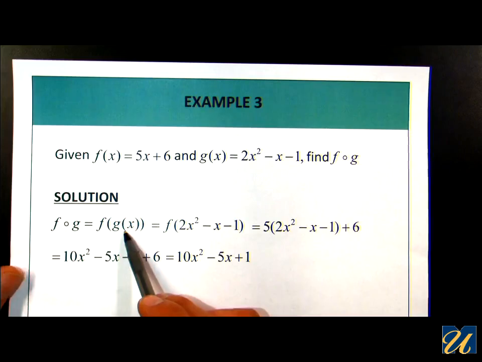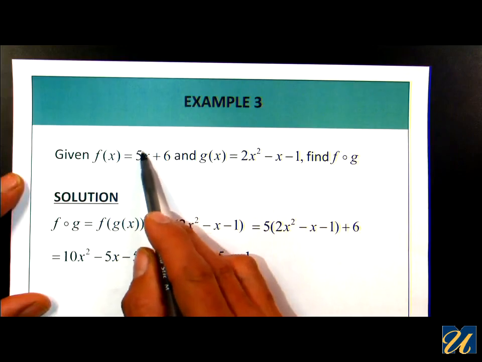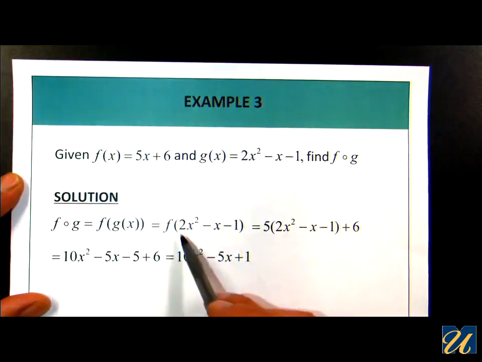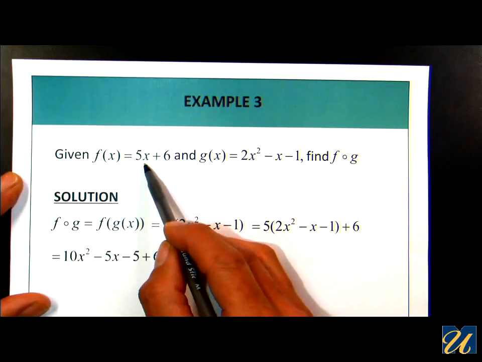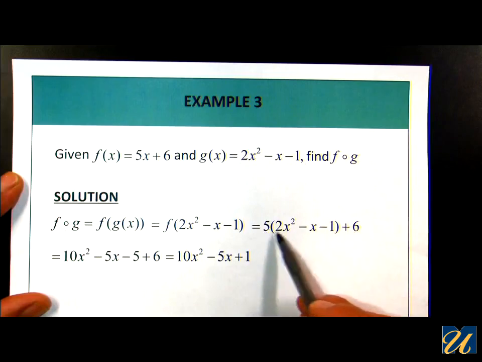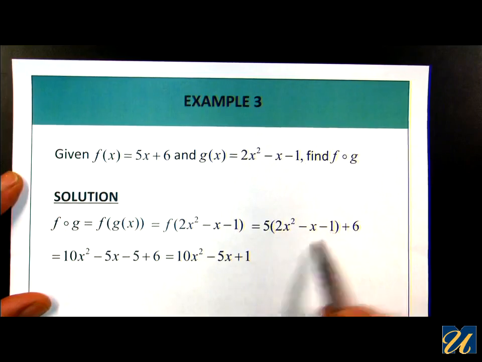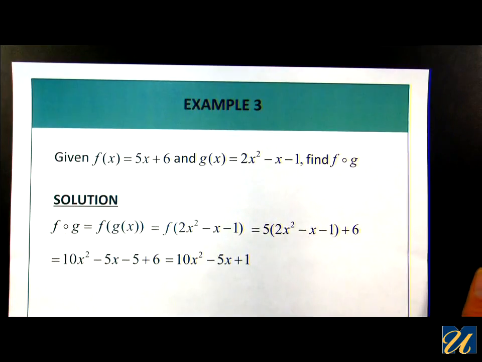f of g of x means go to the function f. Everywhere you see an x, you're going to replace that x by the entire g function. So since g of x is 2x squared minus x minus 1, all of that gets substituted right in there for x. There it is. Instead of 5x plus 6, it's 5 times g of x plus 6. And then you can distribute the 5 and clean it up and add like terms where you need to. And it is possible to compose functions in the opposite way and do g compose f. And that will be done in the problem section.